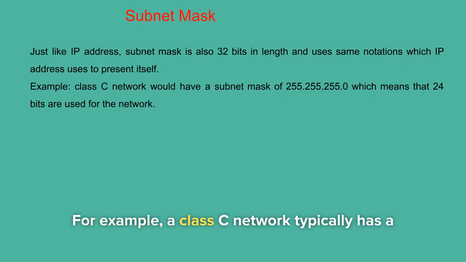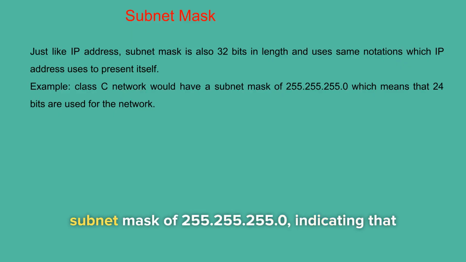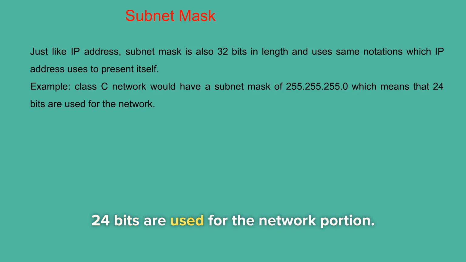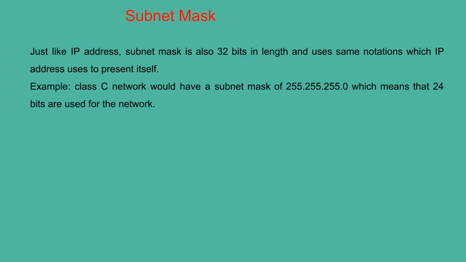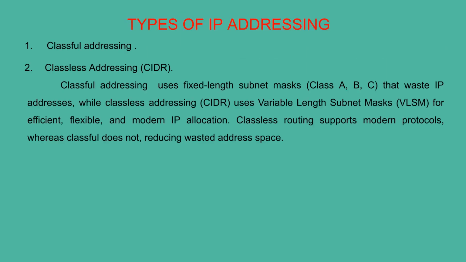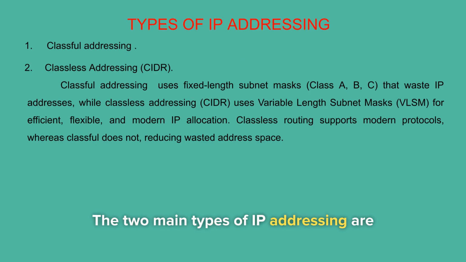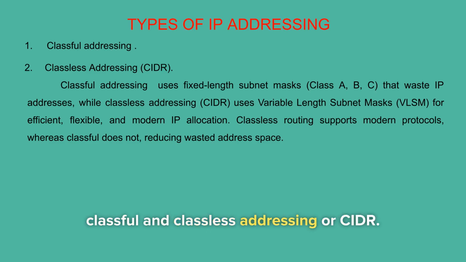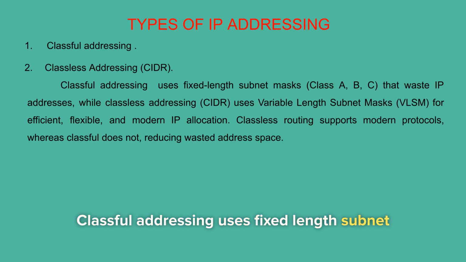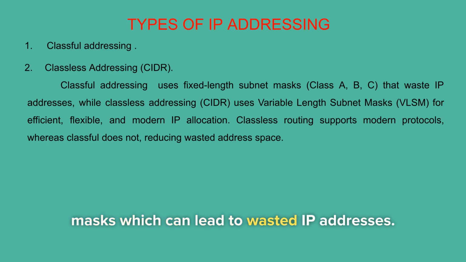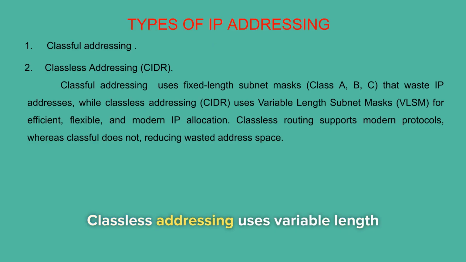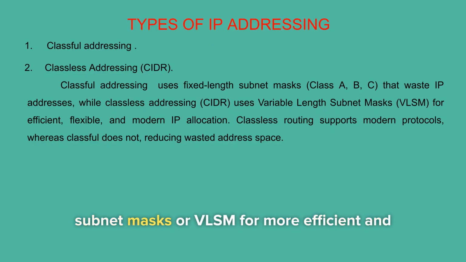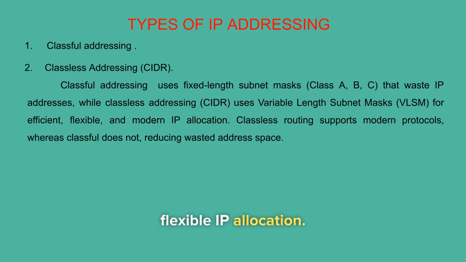For example, a Class C network typically has a subnet mask of 255.255.255.0, indicating that 24 bits are used for the network portion. The two main types of IP addressing are classful and classless addressing, or CIDR. Classful addressing uses fixed-length subnet masks, which can lead to wasted IP addresses. Classless addressing uses variable-length subnet masks, or VLSM, for more efficient and flexible IP allocation.